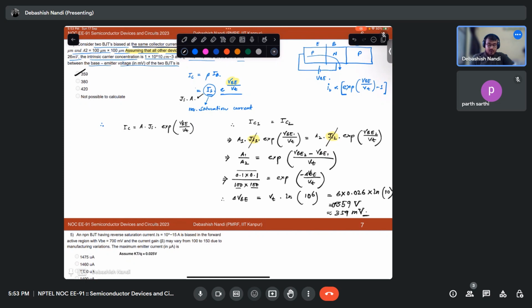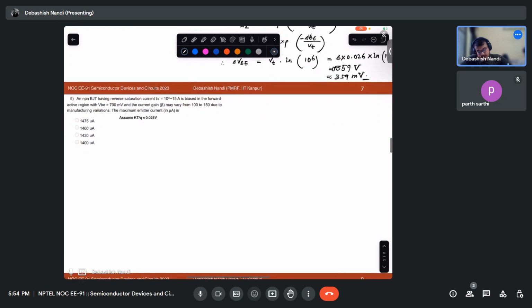Okay. If that is okay, let us move on to the next problem. Again, it is mentioned that an NPN BJT having reverse saturation current is biased in the forward active region with this, and beta may be this. Okay. So tell me one thing.